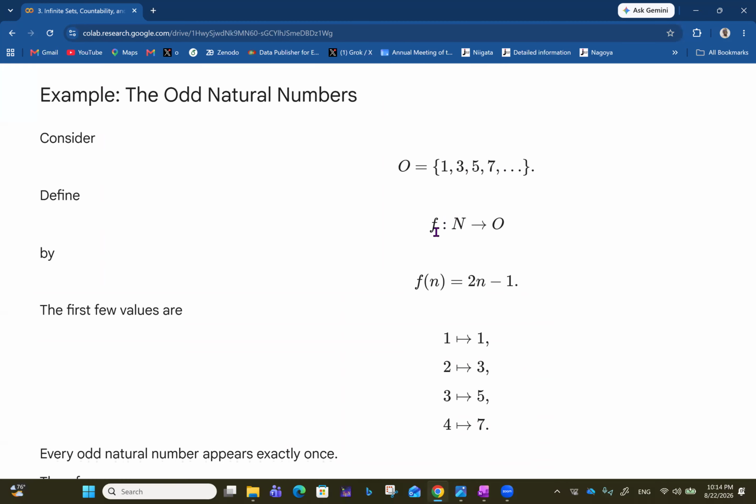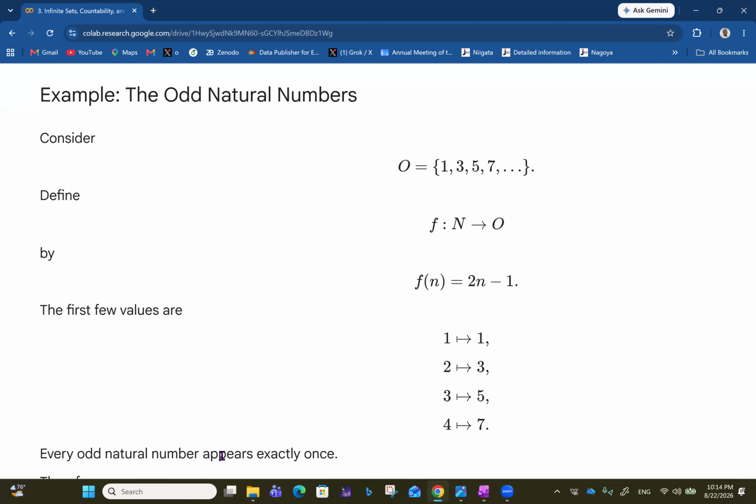So define a function that maps the set of natural numbers to the set of odd natural numbers by f of n, which is 2n minus 1. So the first few values: when you put in 1, 2 times 1 minus 1, that's 1. Put in 2, 2 times 2, 4 minus 1, is 3. Put in 3, 2 times 3, 6 minus 1, is 5, and then for 4 you get 7.